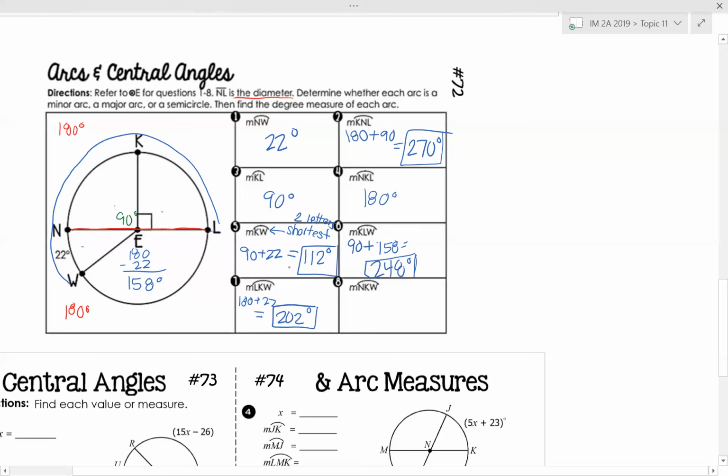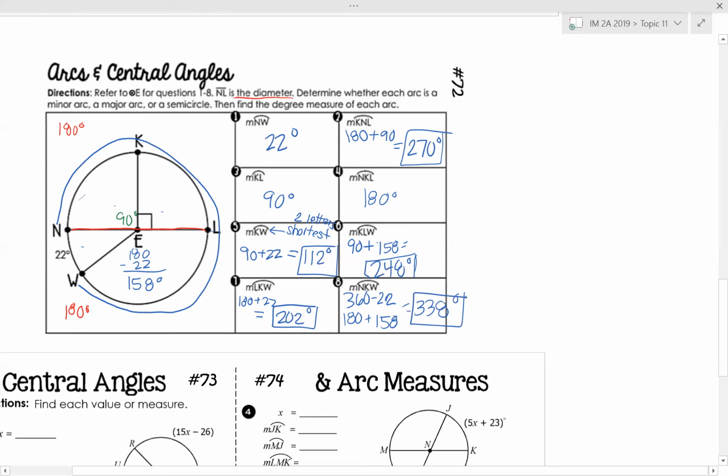Okay, last one on this page is from N towards K, stopping at W. So that's all the way around. And so we could do this two different ways. When I have everything except for one wedge, I could always do 360 minus that. Or I can do, I've got 180 from N to L plus 158. Or I could do the 90 plus 90 plus 158. No matter how we do that, we should get 338 degrees for that major arc.